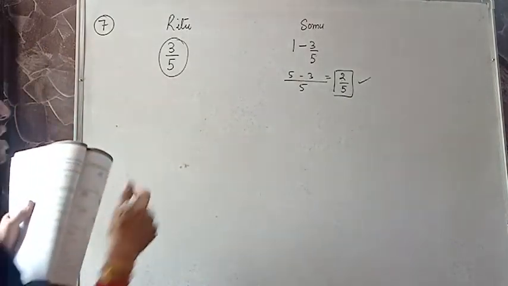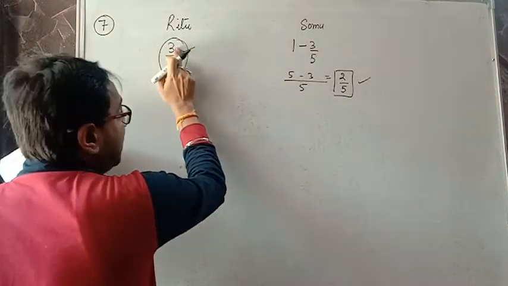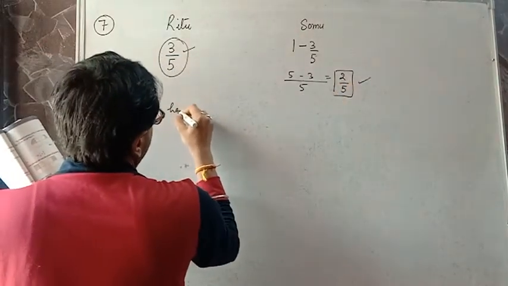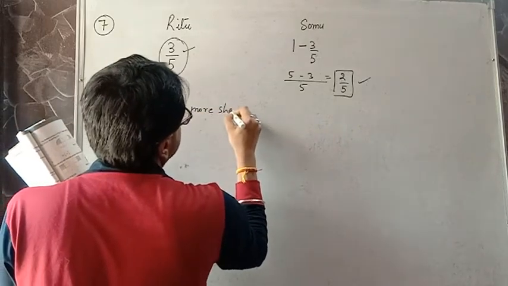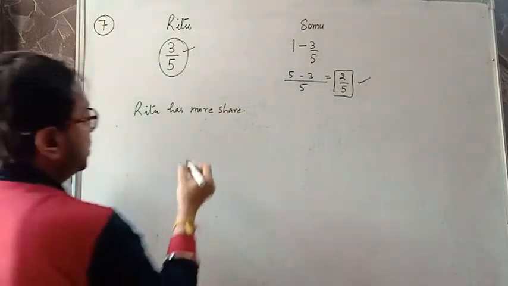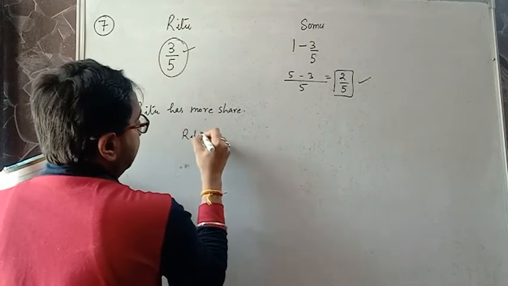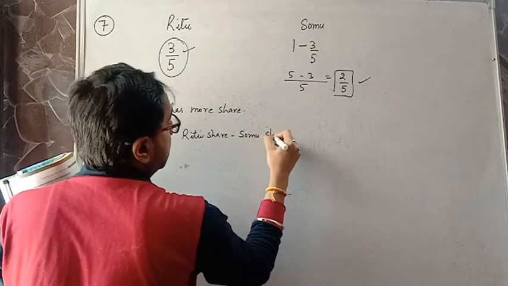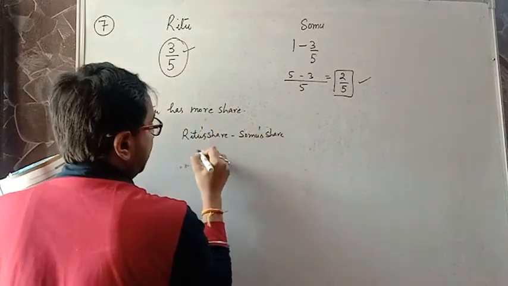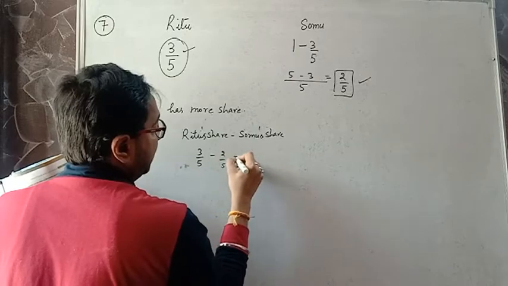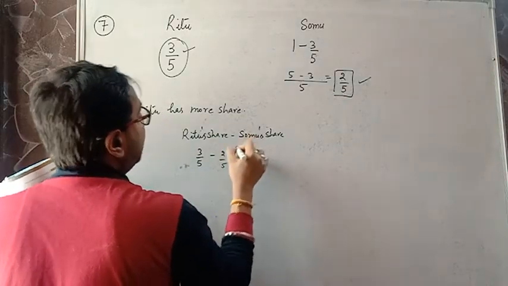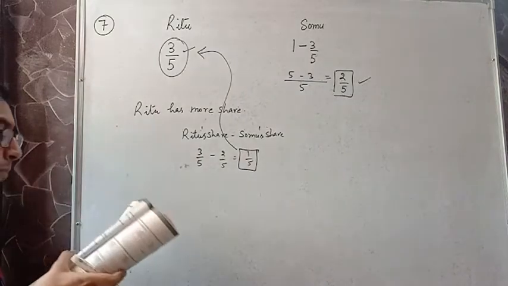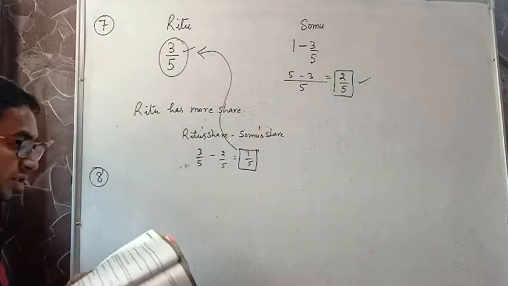Who had the larger share? Definitely if we compare, she is having 3 parts out of 5 and he is having 2 parts out of 5. So Ritu has more share. By how much? Definitely we have to subtract. So Ritu's share minus Somu's share. Therefore 3 by 5 minus 2 by 5, answer is 1 by 5. So 1 by 5 share she is having extra as compared to her brother Somu. Clear? Next question number 8, last question of the exercise.